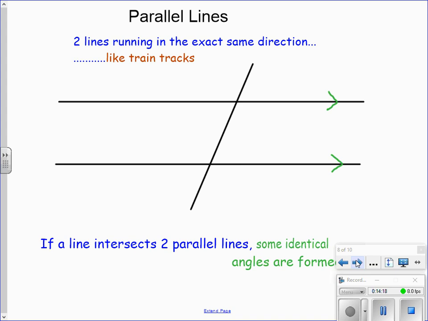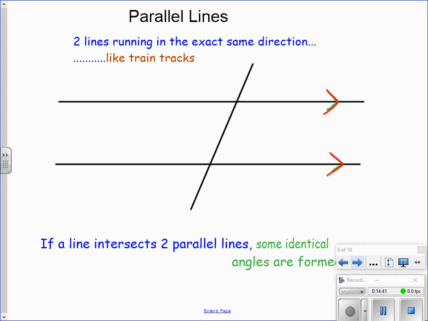And finally today, we've got parallel lines. Parallel lines are two lines that are running in the exact same direction. Anytime you see arrowheads like this on some lines that are running in the same direction, those arrowheads tell you that they are running parallel to each other in exactly the same direction, like train tracks.